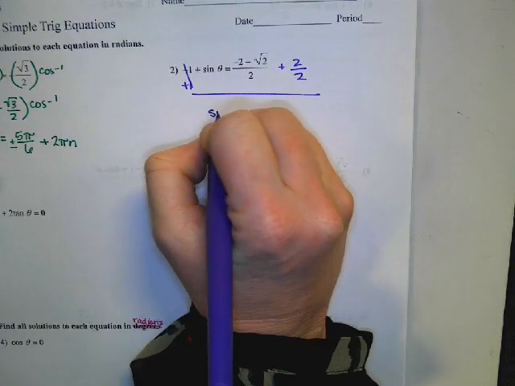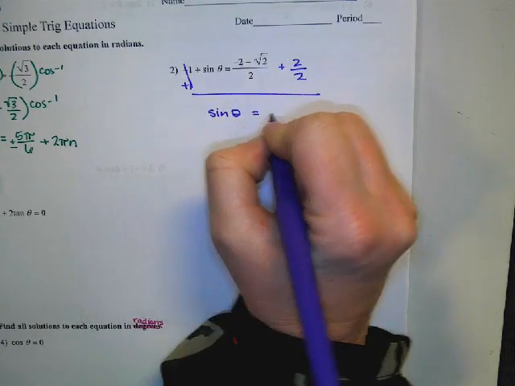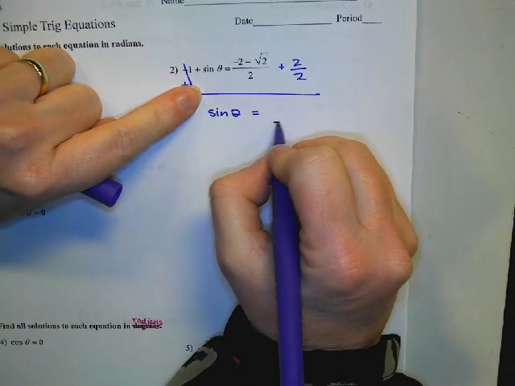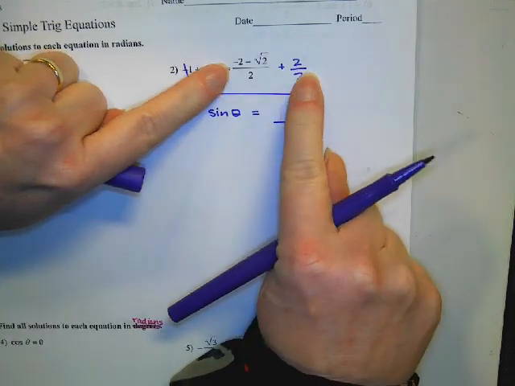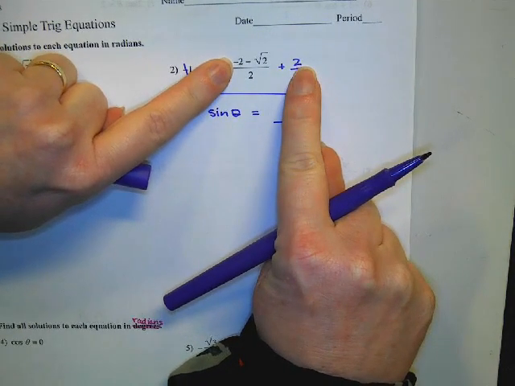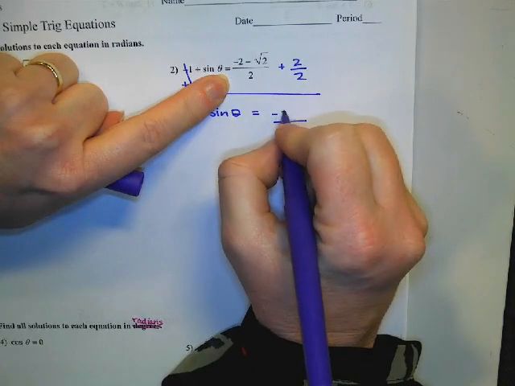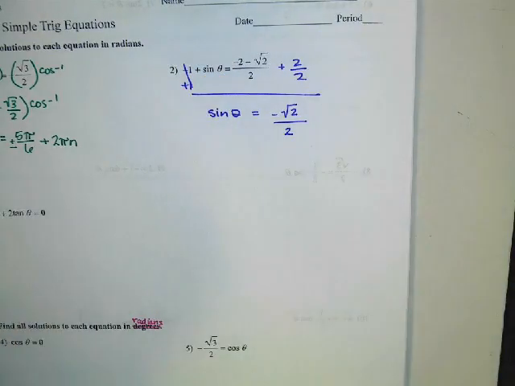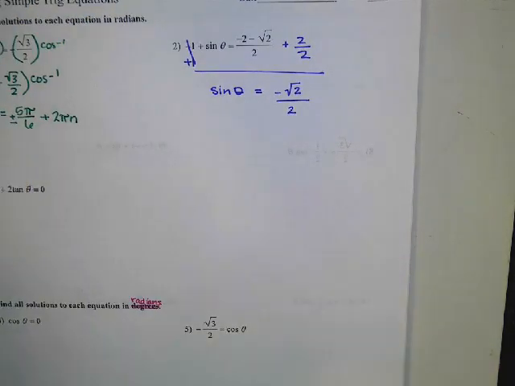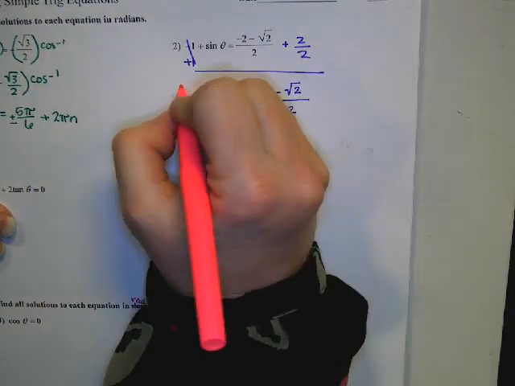So that gives me sine theta equals, if I'm going to add straight across the top, so my denominator is 2, I have -2 plus 2. What happens to those? They cancel. Those cancel, and I'm left with just negative square root 2. All right, so now I have sine theta, and I need theta by itself. Inverse sine. So inverse sine.